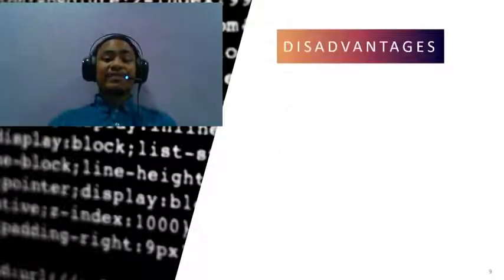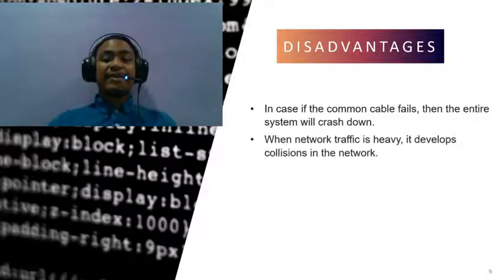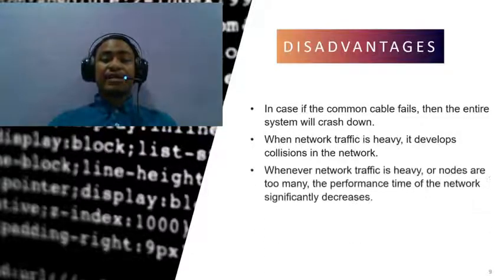Next, I will talk about the disadvantages of using bus topology. In case the common cable fails, then the entire system will crash down. When network traffic is heavy, it develops collisions in the network. Whenever network traffic and nodes are too many, the performance of the network significantly decreases.